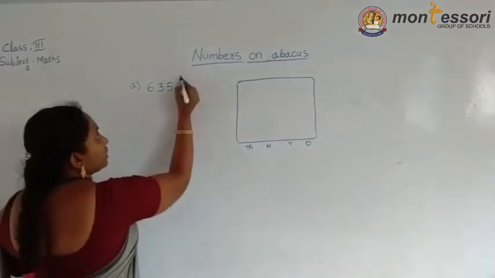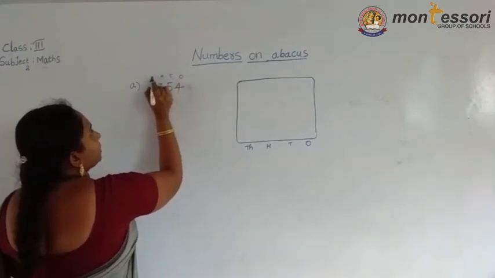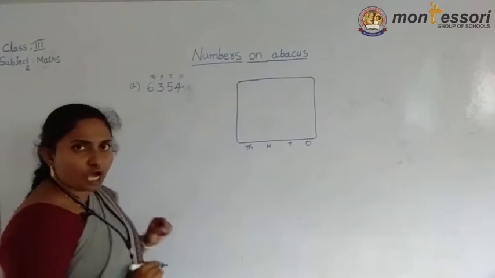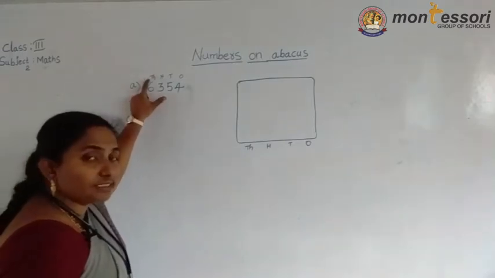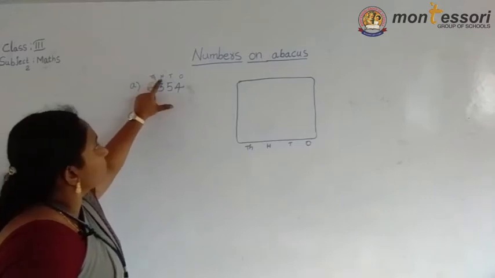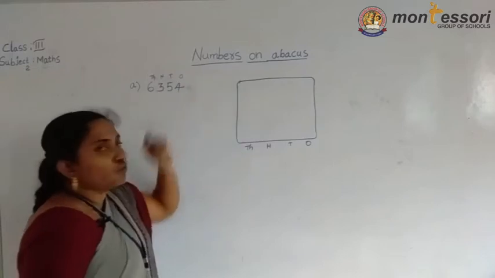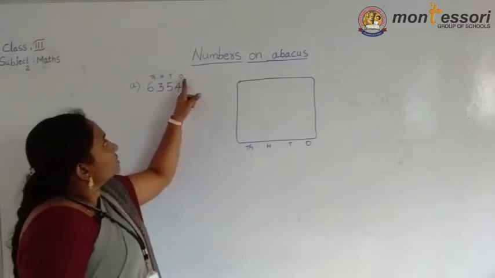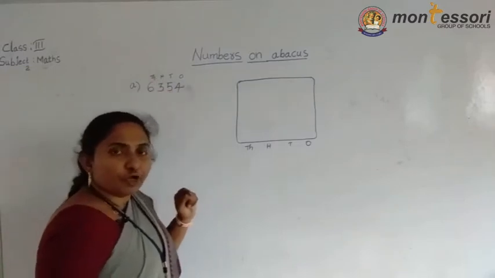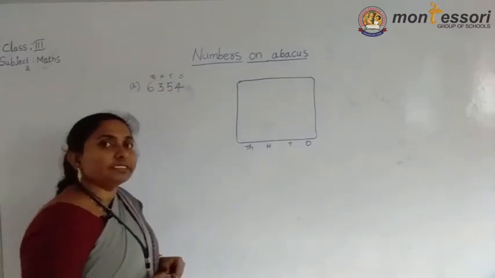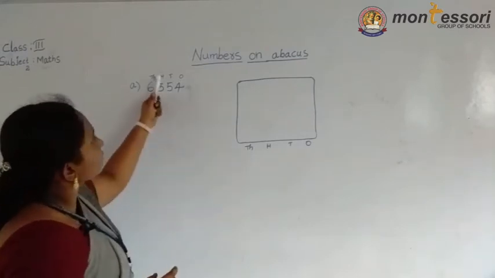First we write the place values: ones, tens, hundreds, thousand. Now how do we read this number? TH means thousand, H means hundred, T means tens, O means ones. Okay, ones, tens, hundreds and thousand. Understood? 6 is in the thousands place. Now 3 is in the hundreds place.